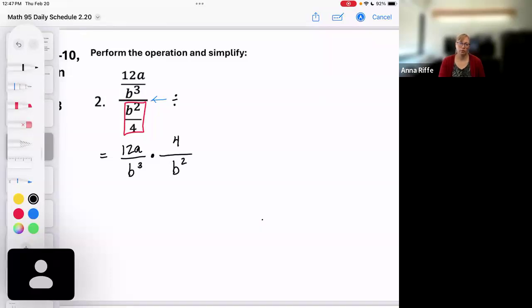And we know how to multiply fractions. Multiply the numerators together to get the new top, and then multiply the denominators together. 12 times 4 is 48. A just gets tacked on to the end. And then b cubed times b to the second becomes b to the 3 plus 2 power, which is b to the 5th.